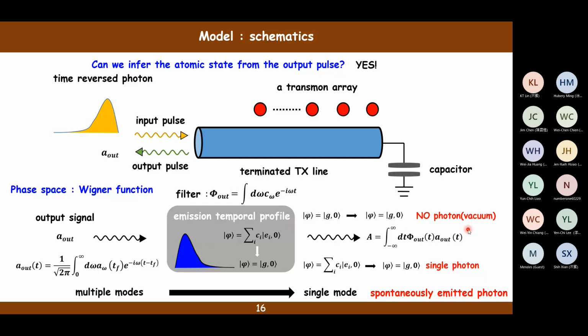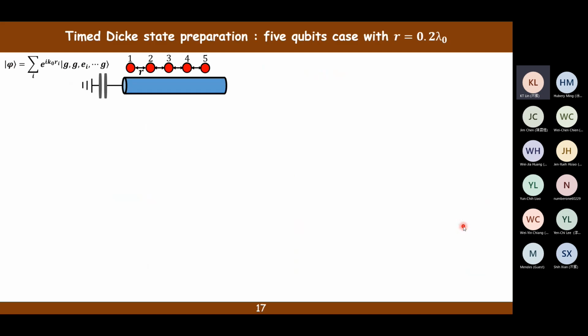Okay, so now that we know that, I can show some numerical results. Here, we consider preparing the time-decay states. Here we have 5 qubits with the distance r. We are trying to prepare this kind of state.